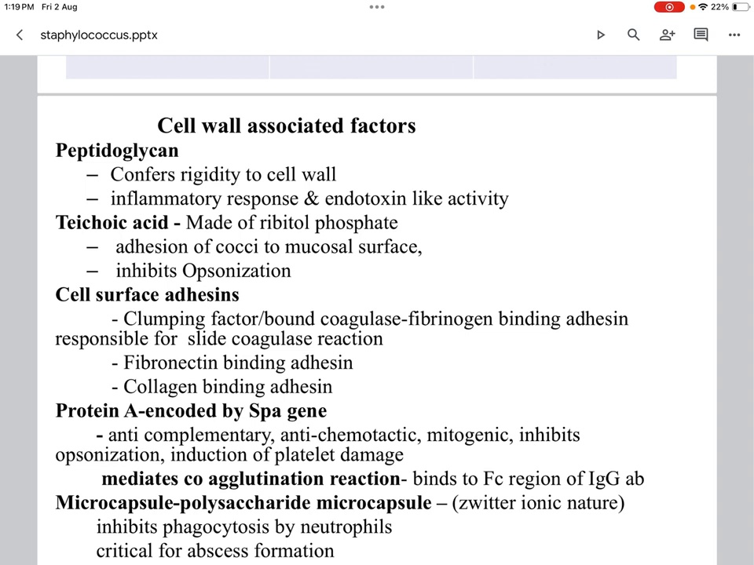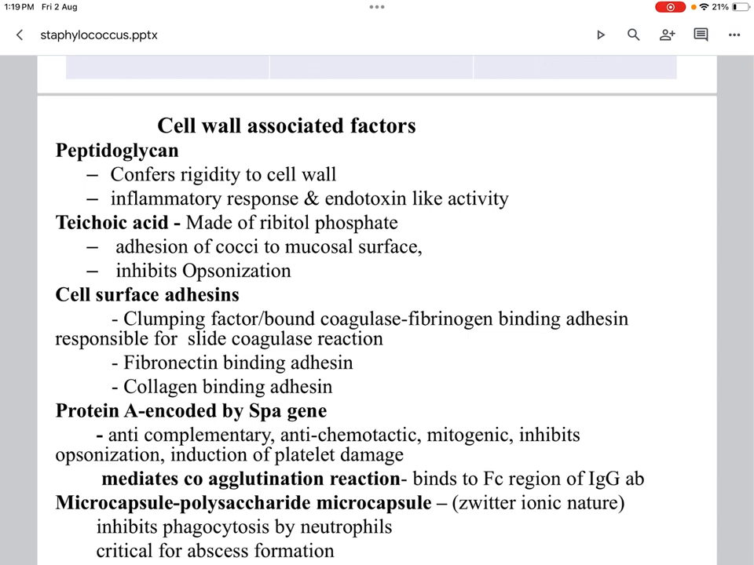Cell wall associated factors include the peptidoglycan that is present on the cell wall of bacteria, teichoic acid that is promoting opsonization during infection. The third one is surface adhesins that promote attachment to the cell surface. And then we have protein A that is promoting opsonization. And we have microcapsule that inhibits phagocytosis.